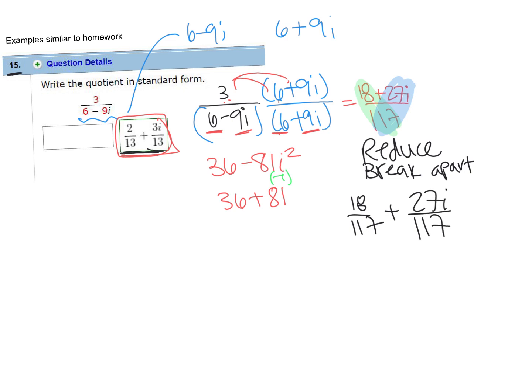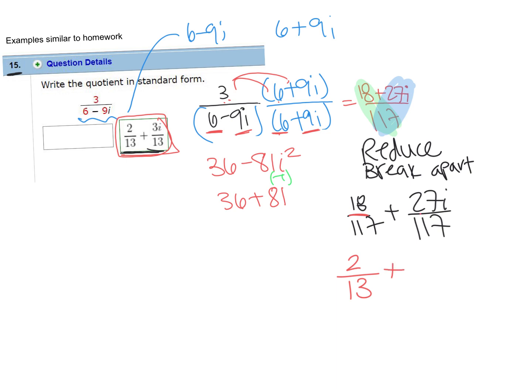And then I reduce those. So 18 is divisible by 9, and so is 117. So I'm going to divide the top and bottom by 9. 18 divided by 9 is 2, and 117 divided by 9 is 13. Now, I don't expect you to know that off the top of your head. Feel free to use a calculator. If you type in 18 over 117, your calculator should reduce it for you, and you get 2 over 13.